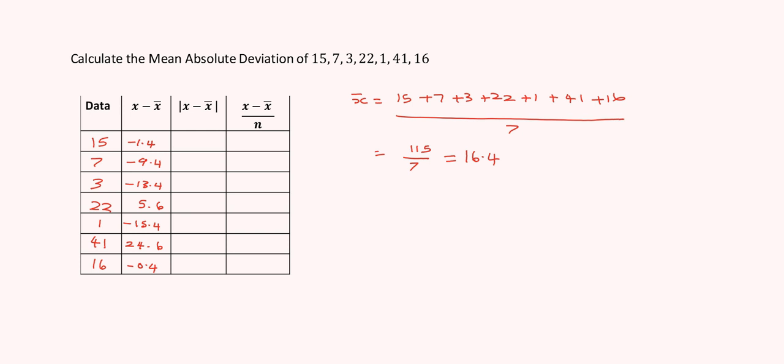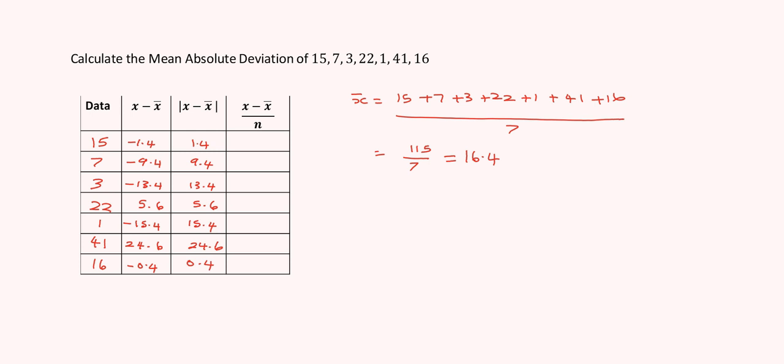So now let's get the absolute value of each of these values. So here we have 1.4, 9.4, 13.4, 5.6, 15.4, 24.6, and 0.4. So we're going to add all this together.